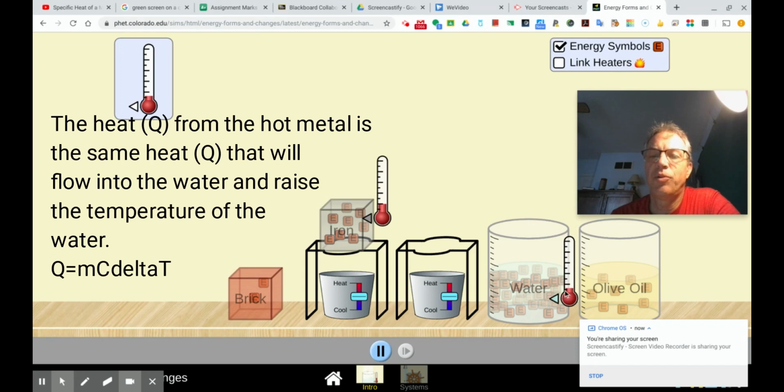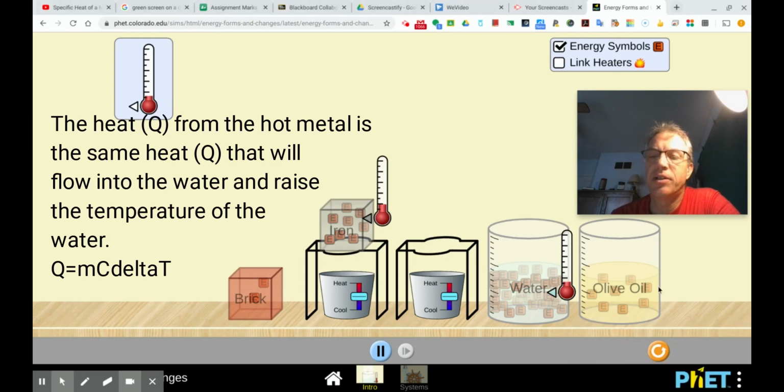Now, here's the really cool part about the water. I know a lot about the water. I happen to know that it, for instance, has energy. I know the volume, the mass, and I know the specific heat of the water, and I can measure the change in temperature. I can find the energy going into the cold water.